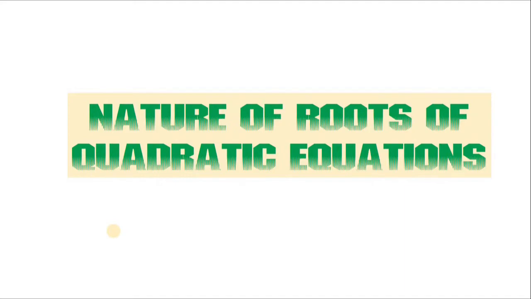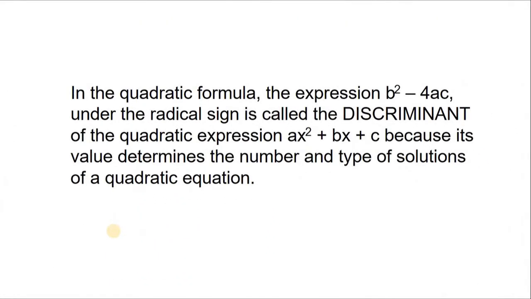So in the quadratic formula, the expression b squared minus 4ac under the radical sign is called the discriminant, as we have discussed in our previous video of the quadratic expression ax squared plus bx plus c, because its value determines the number and type of solutions of a quadratic equation. Again, the value of the discriminant determines the number and type of solutions of a quadratic equation.